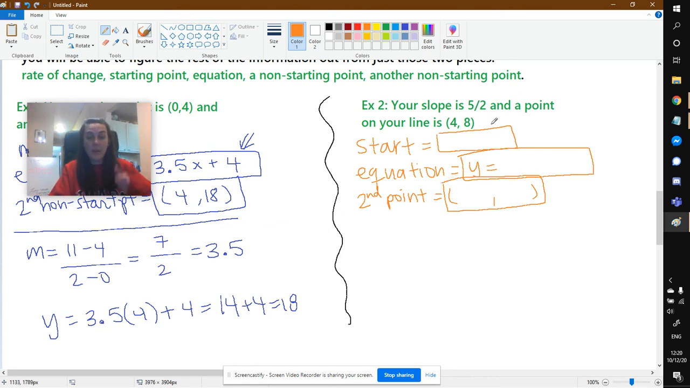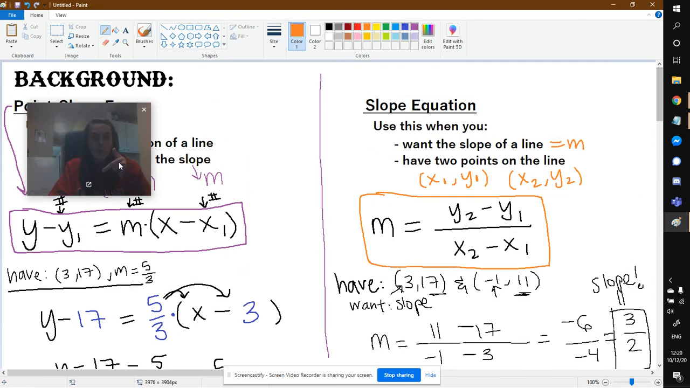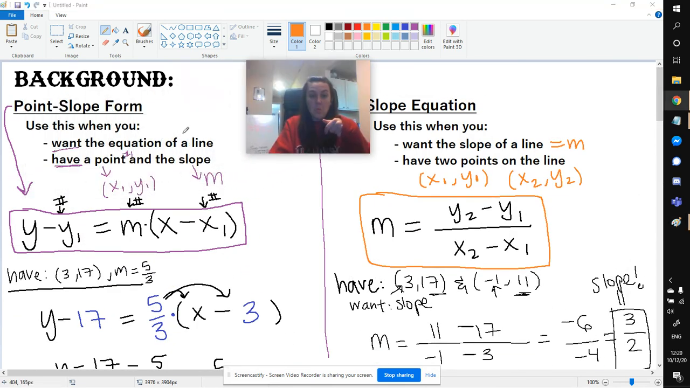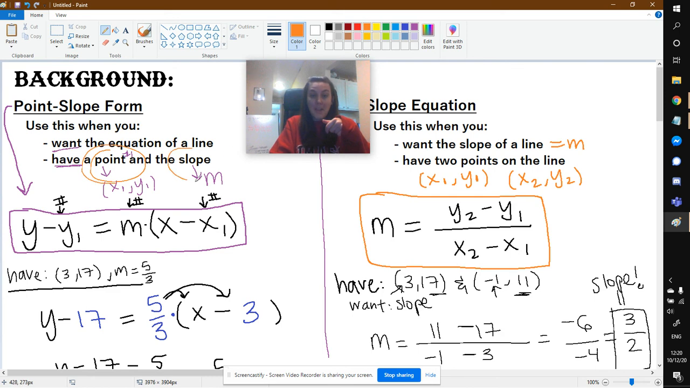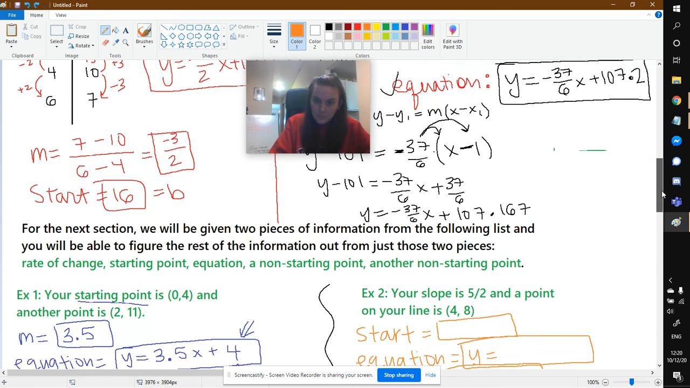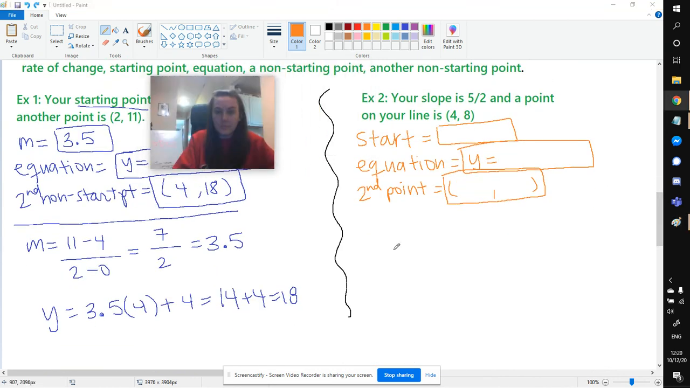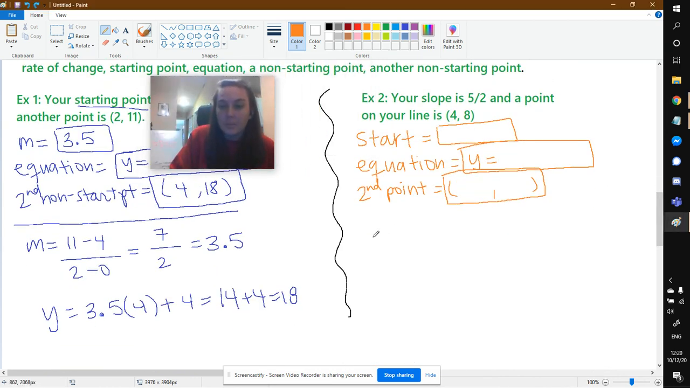Okay, so right now we've got a point and we've got the slope, and we look back up here and we say, okay, if we've got the point and the slope, right, we're going to use point slope form. Scrolling back down. Point slope form is y minus y sub 1, our y sub 1 is just our y value of the point we were given, equals m times x minus x sub 1.